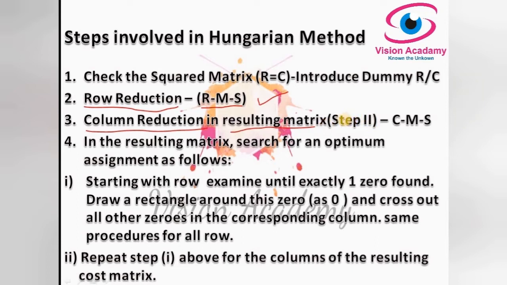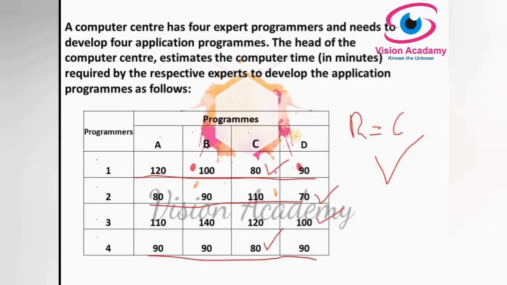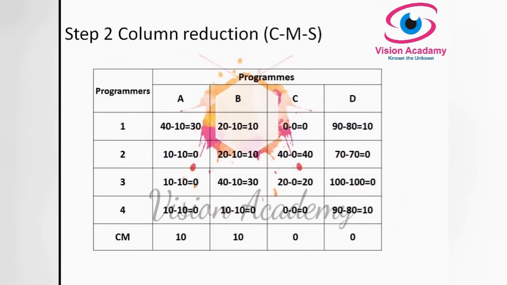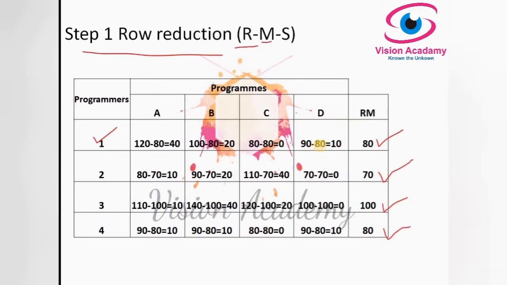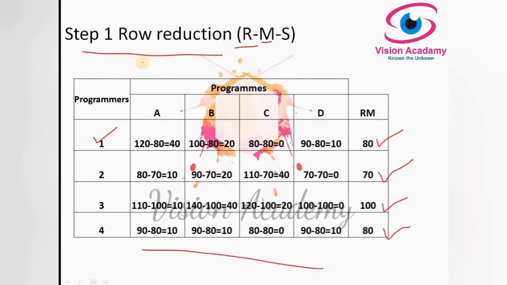So here also the same thing. First go through the column and identify the minimum. After identifying the minimum, subtract it from all other values. After this, the resulting matrix would be like this: 40, 20, 0 and 90. Look at here. This is the resulting matrix which we got from row reduction.